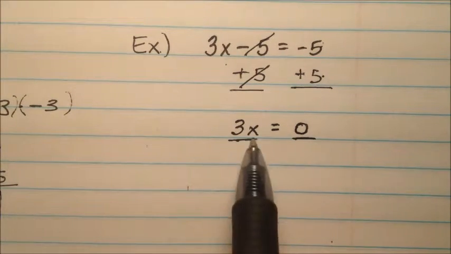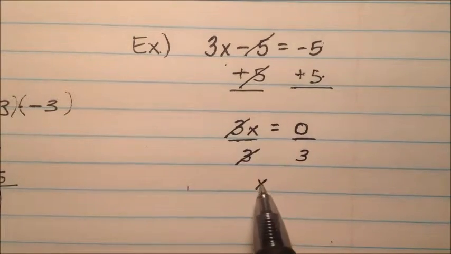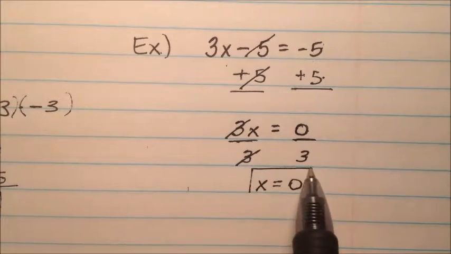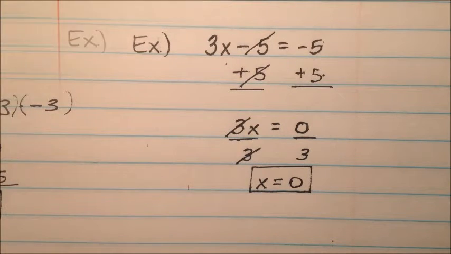So that's just a 0 on the right side. Well, in order to get the x by itself, I'm going to divide both sides by 3, so the 3's go away. And x equals, well, 0 over 3 is just going to be 0. So the answer for our final example is x equals 0.